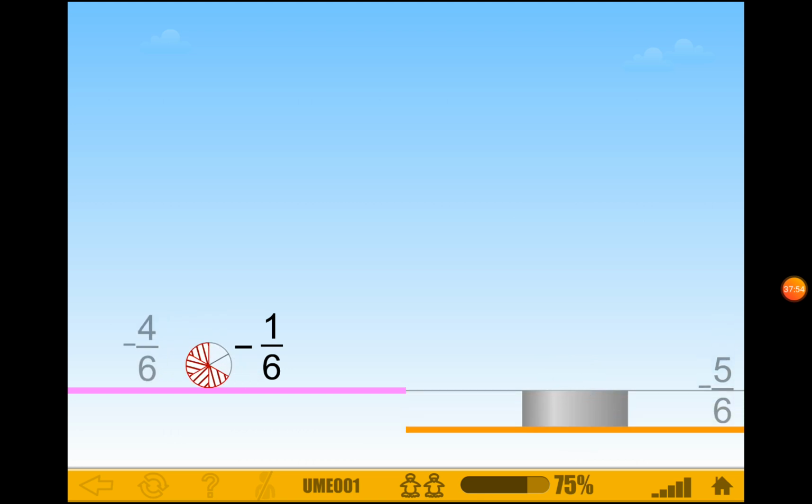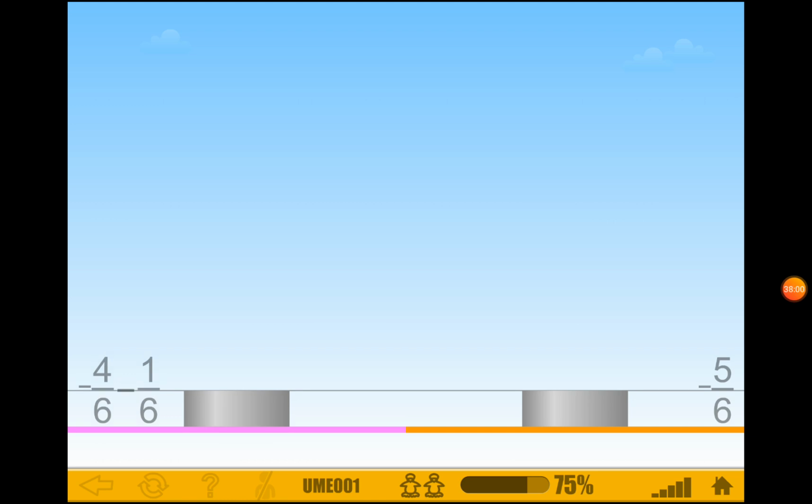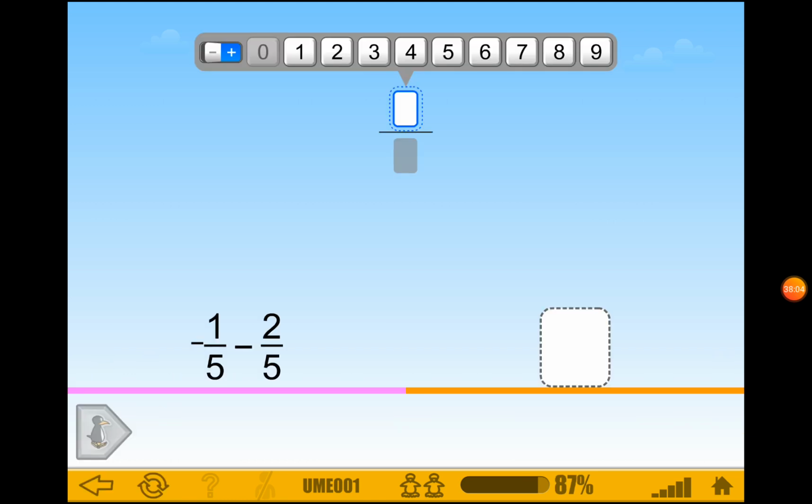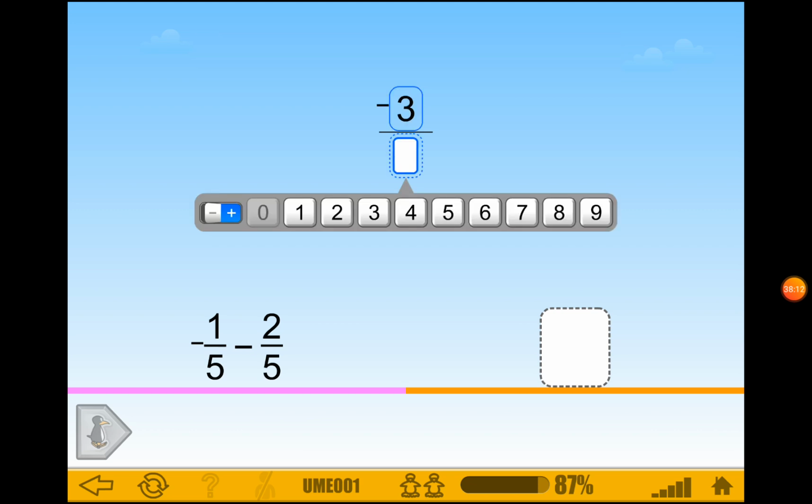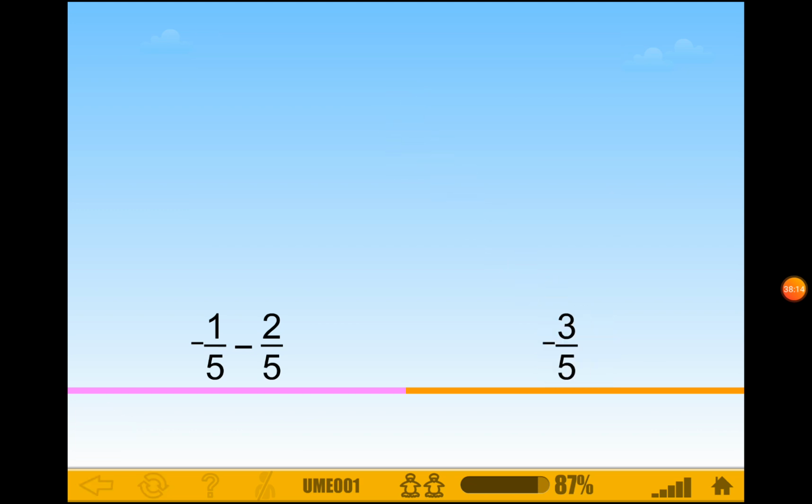Okay, negative 4, negative 2/3, minus a 6. A 6. A TH at the end. Okay, anyways, negative 1/5 minus 2/5, so negative 1 minus 2 is negative 3, and then the denominator is 5. So that would be negative 3 over 5.